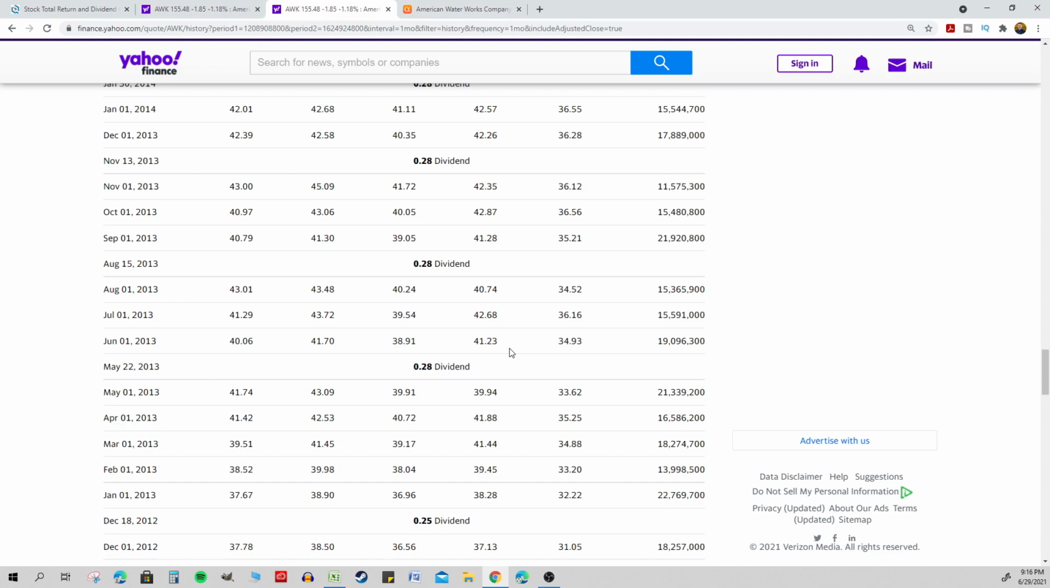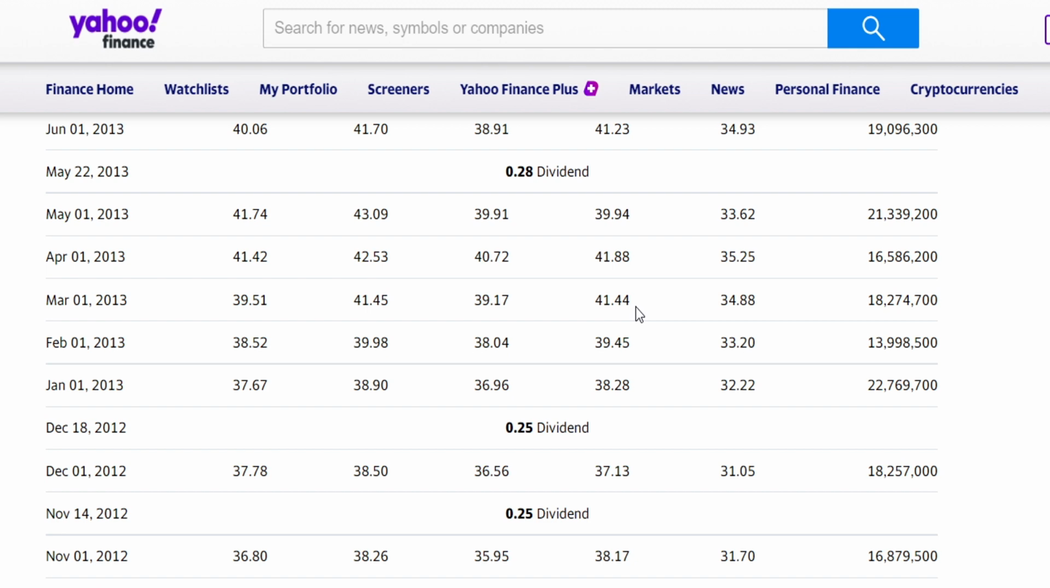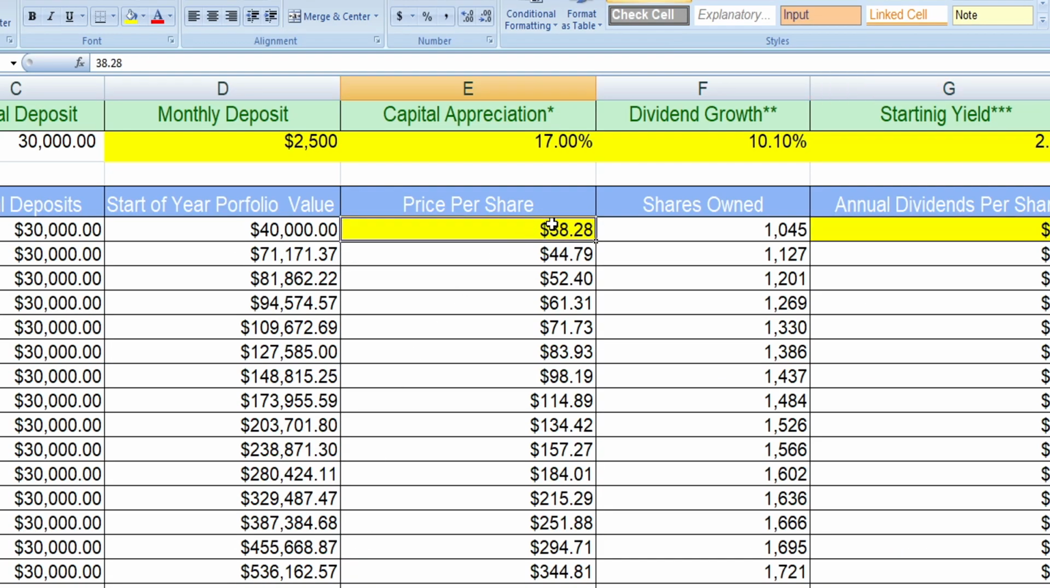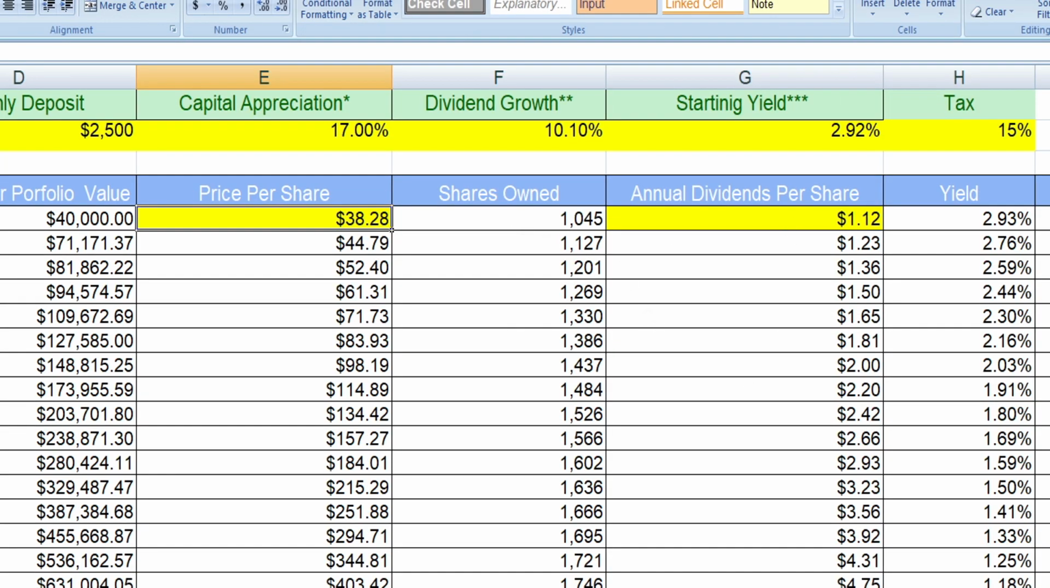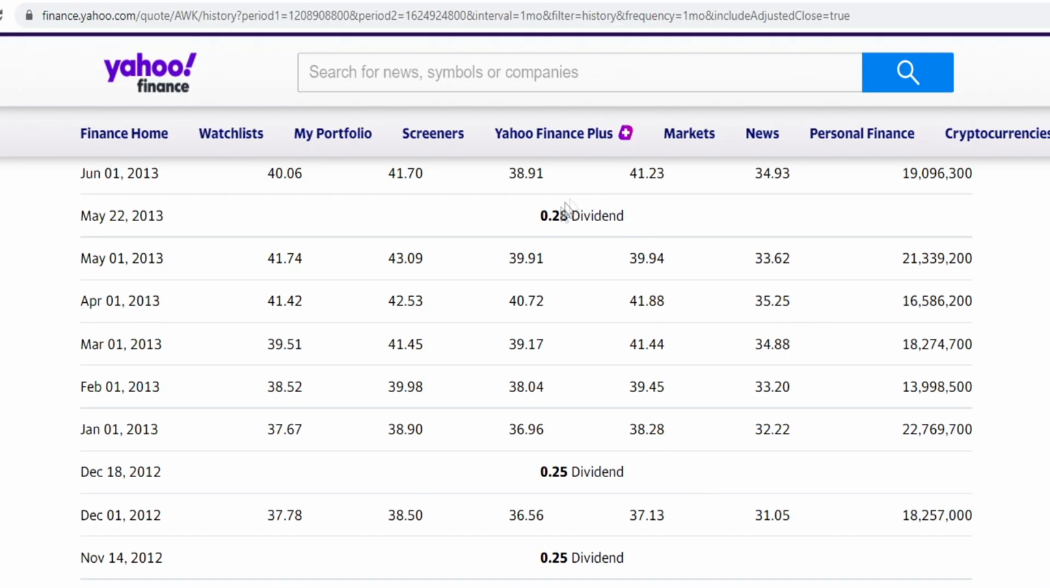Let me scroll down here and see what the dividend was during that time period. You can see the starting share price was $38.28, so that's where I got that starting share price, and that's why I put $38.28 there. And in terms of the dividend, it's $1.12. So $1.12 divided by 4 payments is 28 cents, and so the dividend payment here is 28 cents per quarter. That's where that's coming from, and I wanted to show you that first.